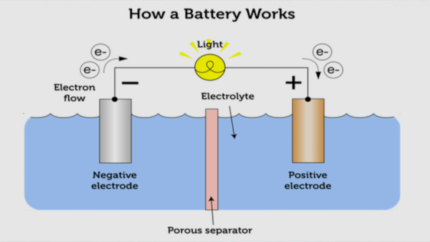Electrons flow through the electrolyte from the negative to the positive electrode. Wires are used to connect the two electrodes, the terminal ends. Electric current will flow through the wires and can be used to power a light bulb or another electric device.